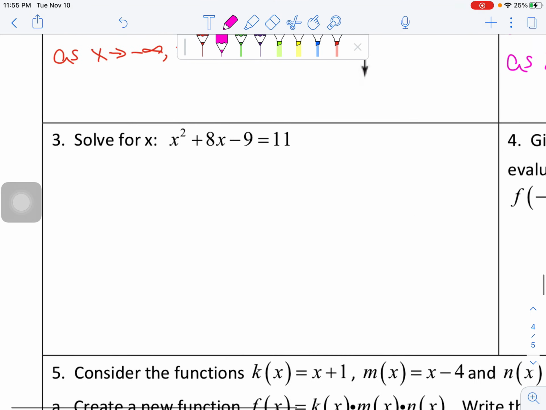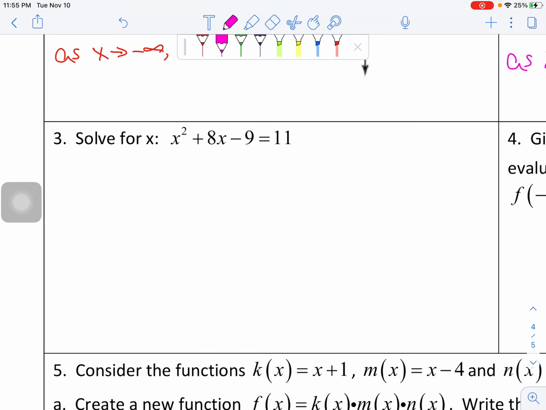All right, so let's see, problem number three. Problem number three is a throwback to what we've been doing since the beginning of the school year. I'm going to go ahead and subtract 11 from both sides. So x squared plus 8x minus 20 is equal to 0.